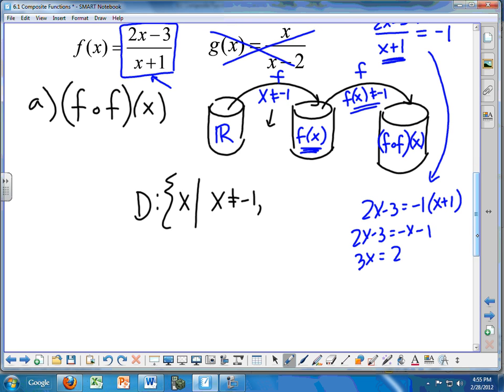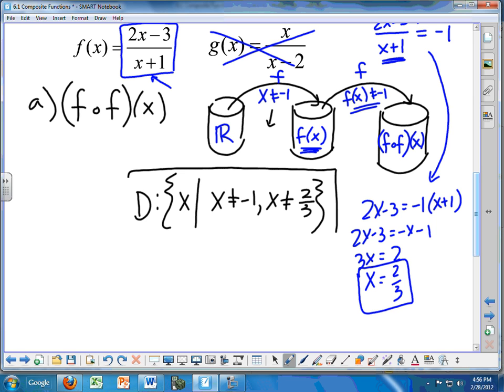So it looks like we found our culprit. x is equal to 2/3. That's the number that must have produced the negative 1 in the second bucket there. So I'm going to write as my domain restriction, x cannot equal positive 2/3. And that would be the second one.